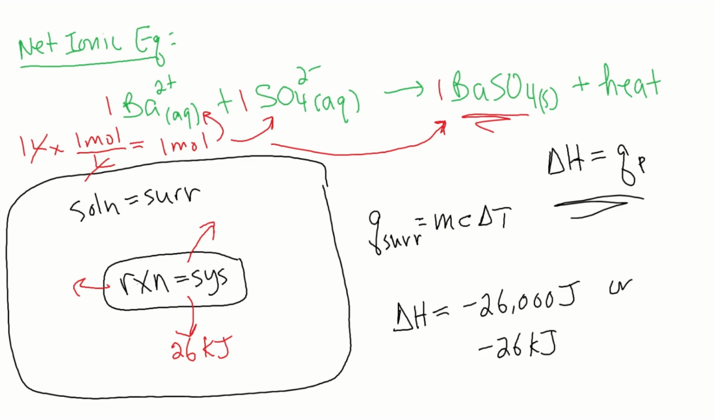So the number we calculated, the negative 26 kilojoules, is our final answer, because that is also negative 26 kilojoules per mole of barium sulfate is the change in enthalpy.